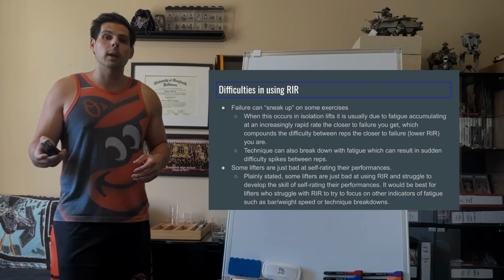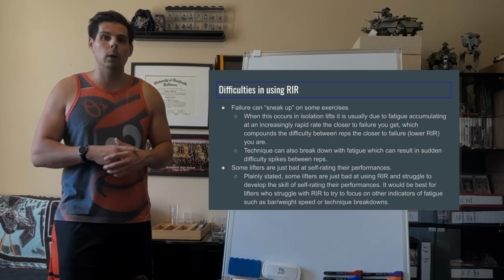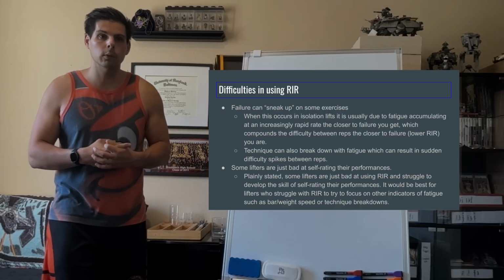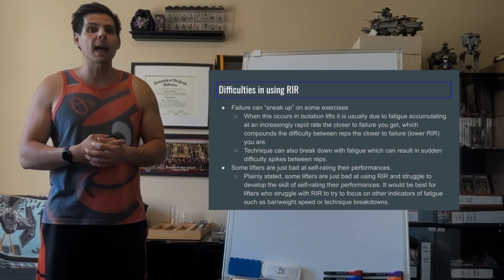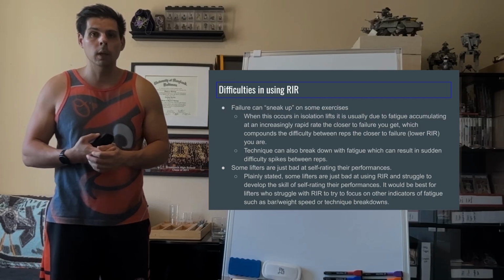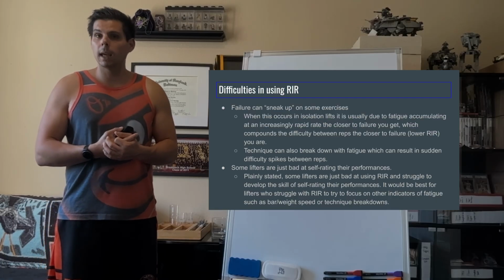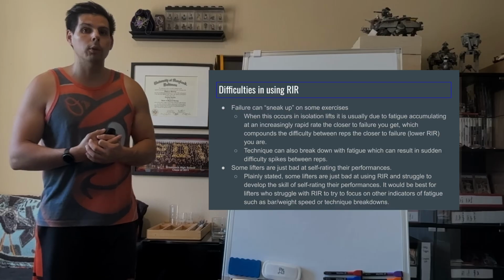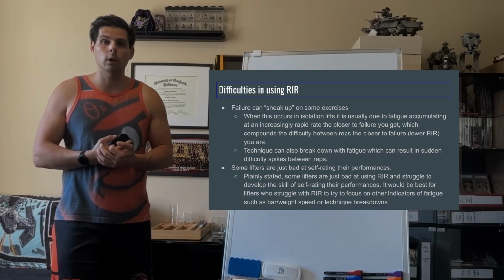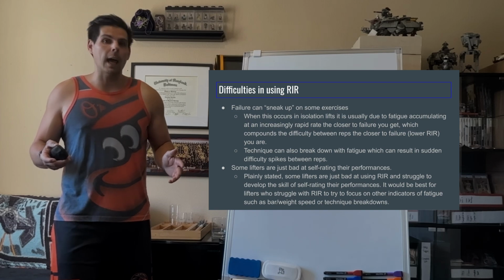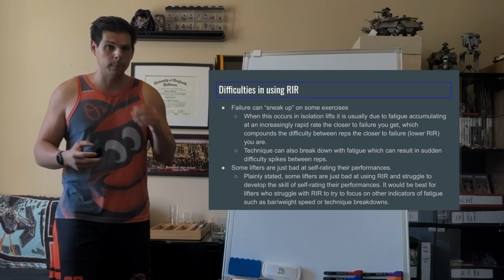Technique will sometimes break down with increasing fatigue, and the technical breakdown can account for the difficulty spike in between repetitions. Now, the last difficulty here is that some lifters are just really bad at self-rating their performances, and this can include very advanced lifters who have performed decades of lifting and thousands of reps on exercises. Sometimes they are still bad at using reps in reserve. Some people just aren't good at using it because they can't self-rate performance, and that's just how it is.